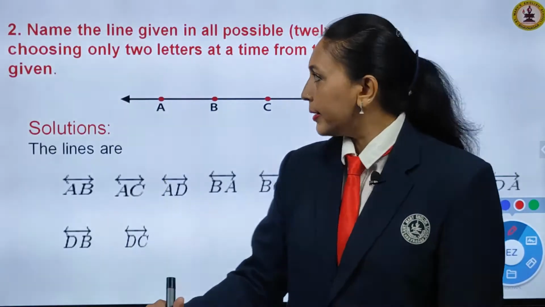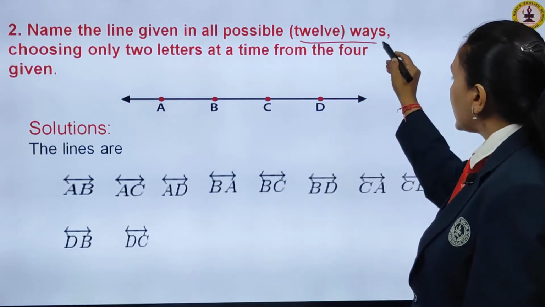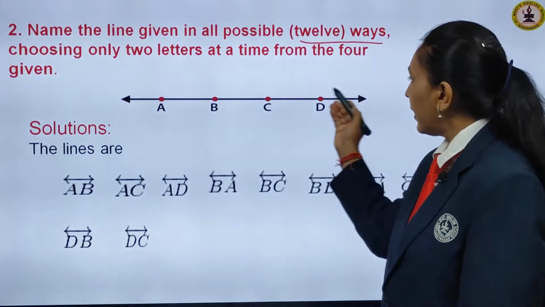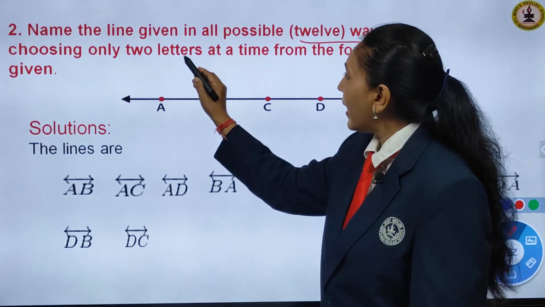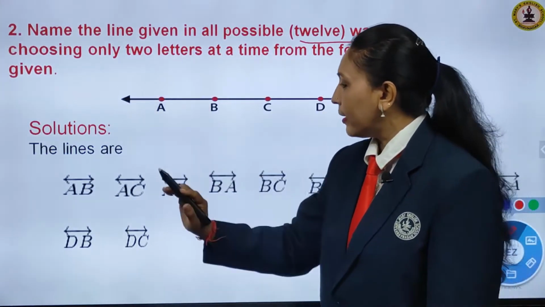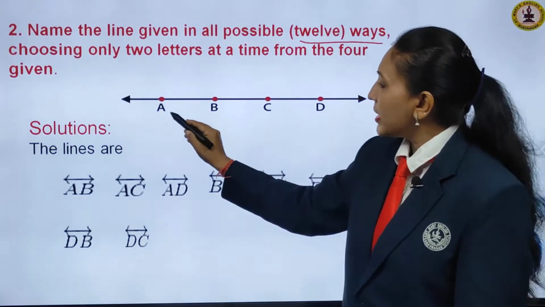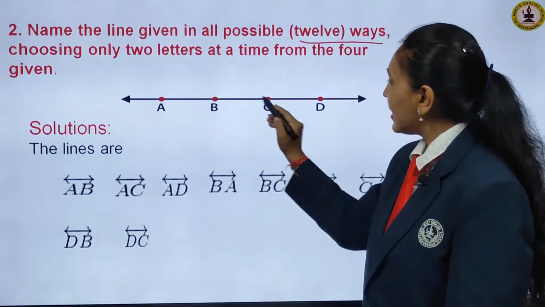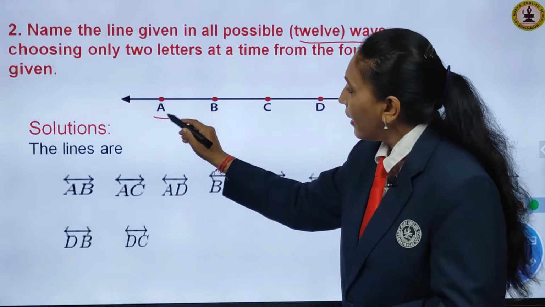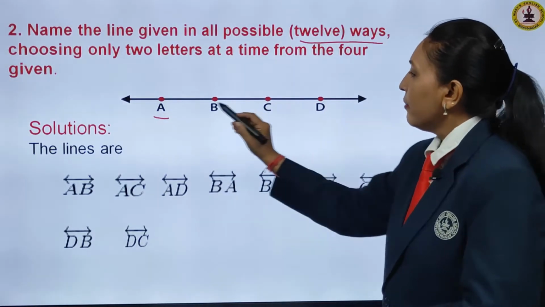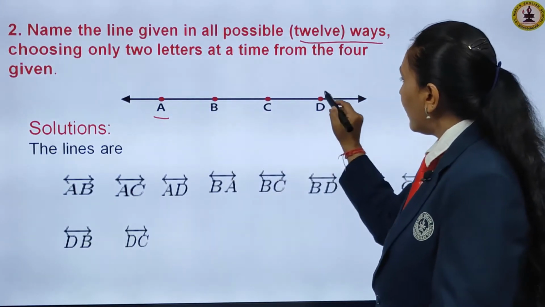What is the next question, children? Name the line given in all possible 12 ways. So here you can name this given line in 12 different ways. So let us start, choosing only 2 letters at a time from the 4 given. We have to use only 2 letters at a time, children. Now let us start. First AB, then AC, then AD. First only take A and join it with the remaining 3. Again I will repeat AB, then AC, then AD.